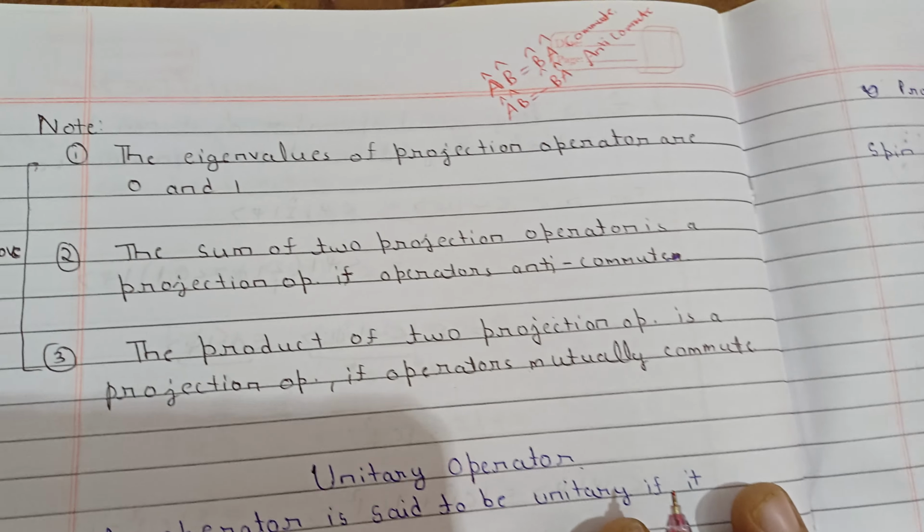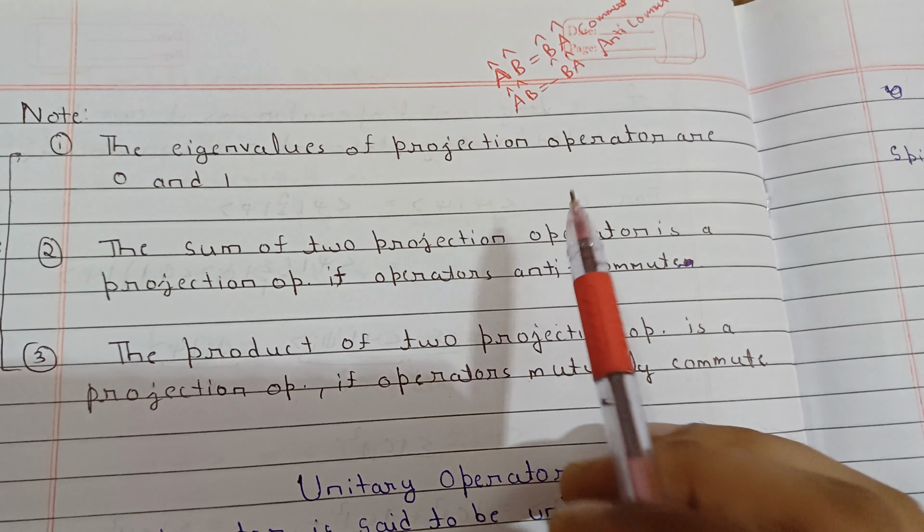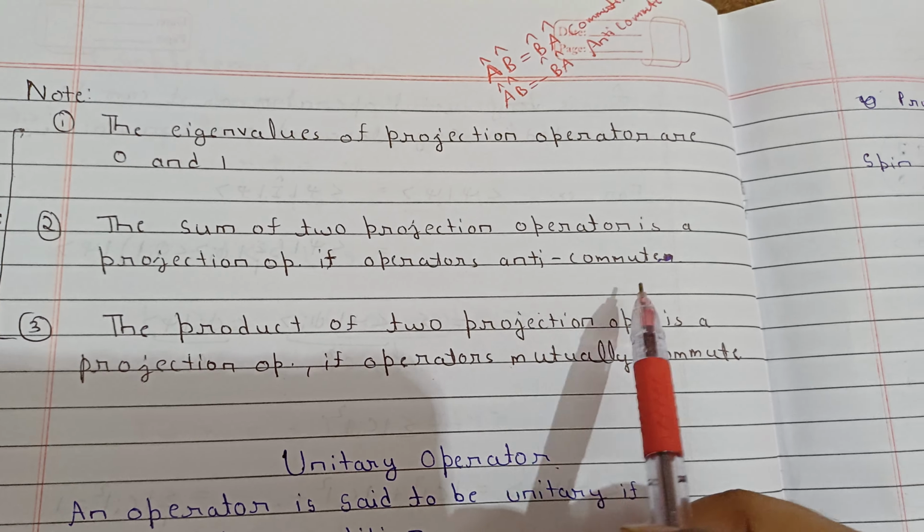I told you to prove these points: the eigenvalues of a projection operator are 0 and 1; the sum of two projection operators is a projection operator if the operators anti-commute; and the product of two projection operators is a projection operator if the operators mutually commute. So what was the meaning of that? If operator A times operator B equals operator B times operator A, then we call them commuting. And if AB is minus BA, then we call them anti-commuting. So if this condition is satisfied, then the result should be a projection operator.